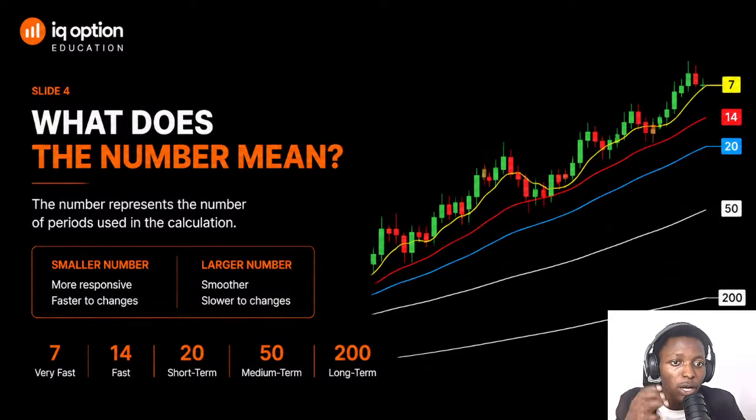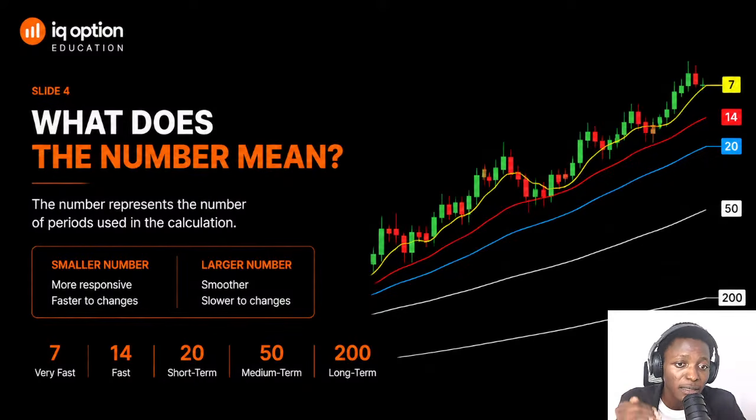Now I want you to think about what happens when we change that number. A smaller period moving average reacts more quickly to recent price movement than a larger period. That's why we have period 7 and period 12, period 9 and 14, because they react much faster.